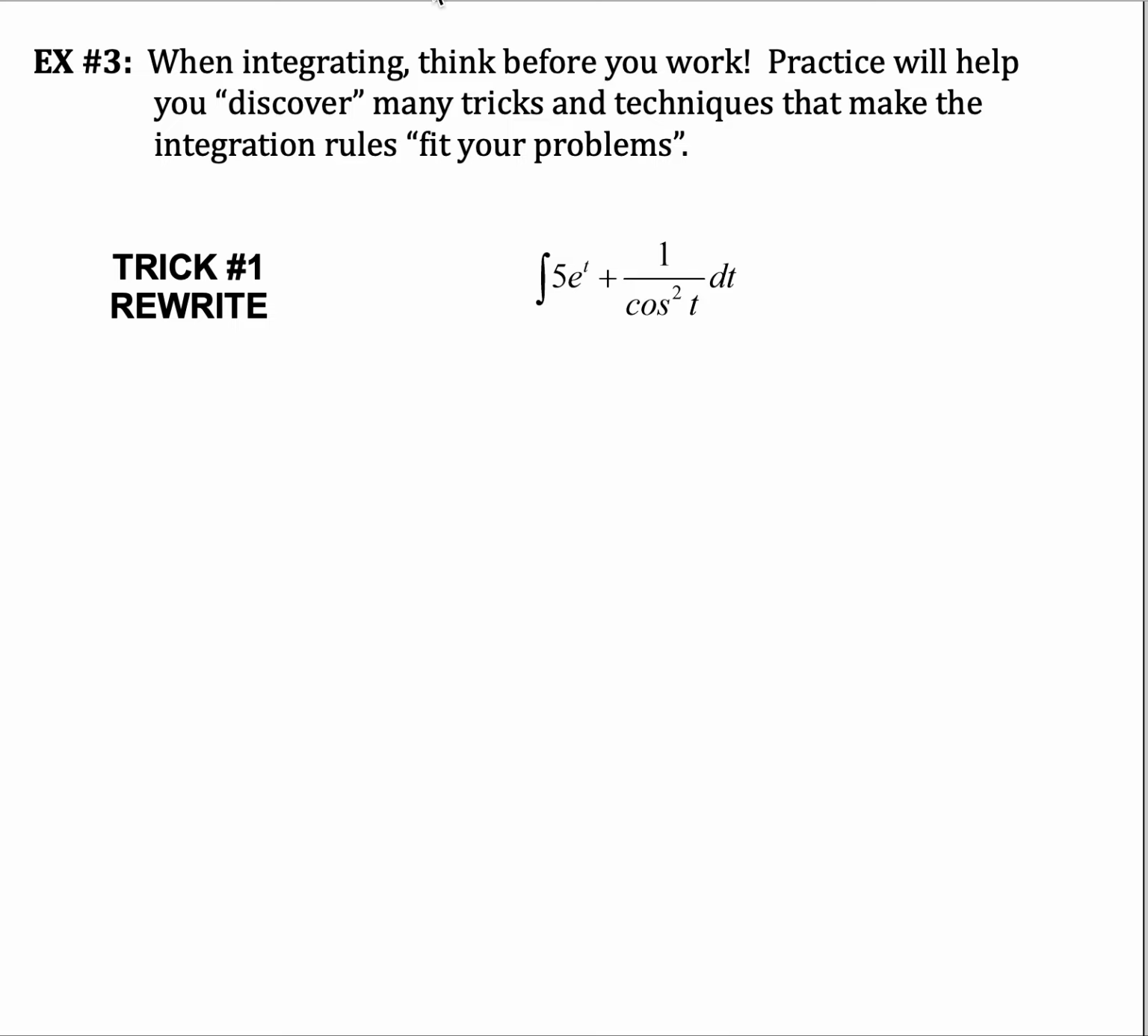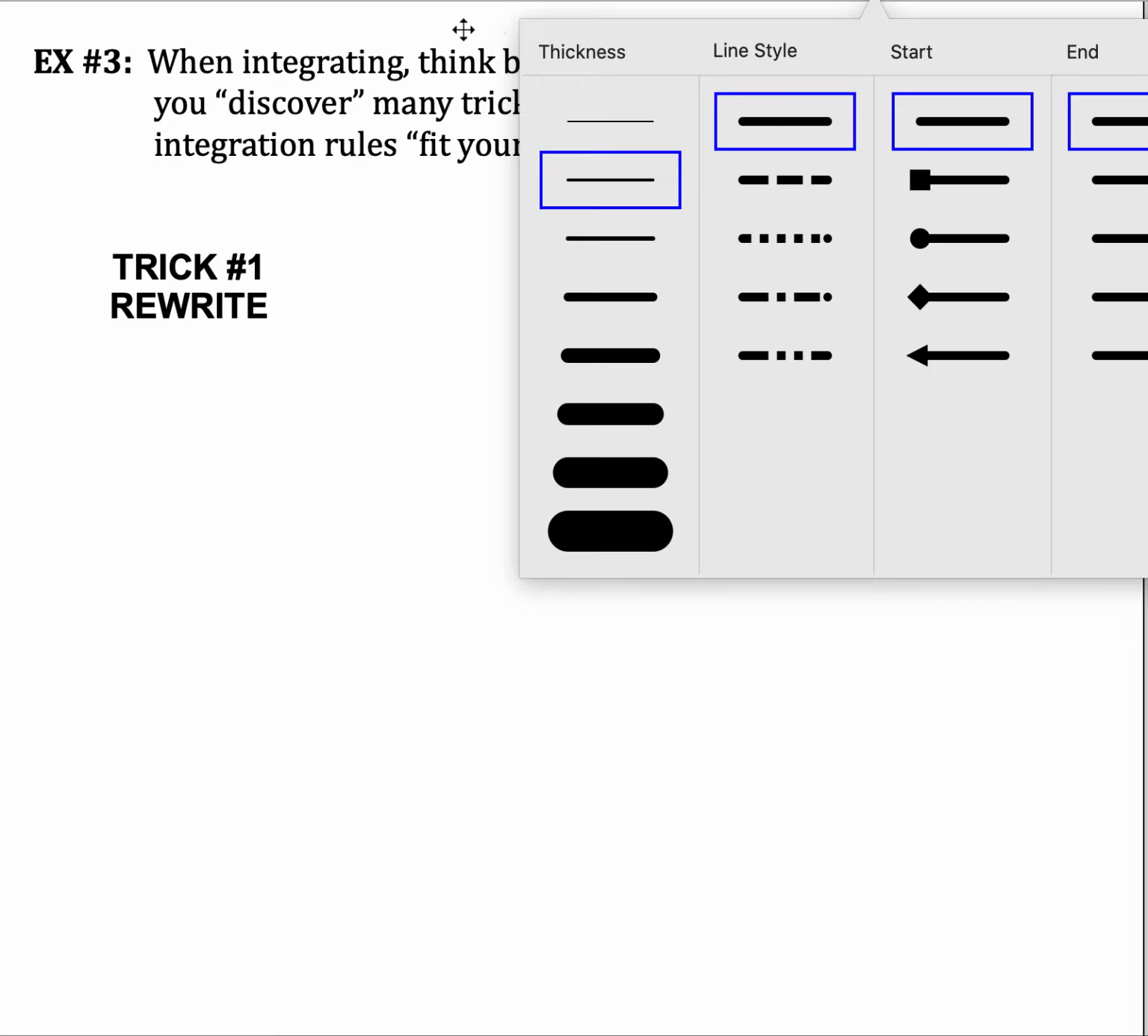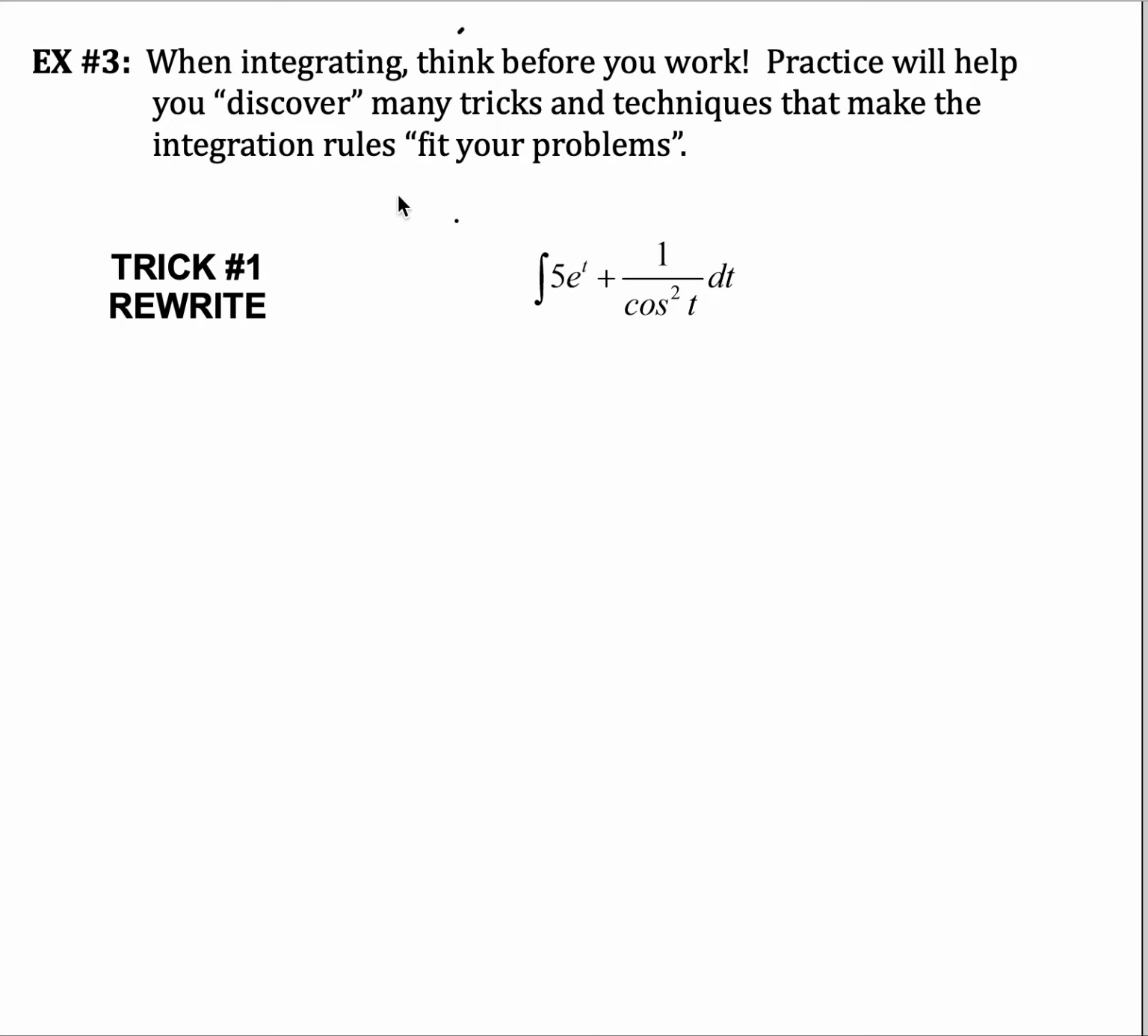All right, there's a few tricks I want to go over that will help us take the integral of a function. So if I take the integral of 5e to the t plus 1 over cosine squared t, the best way to think about it is, first of all, you want to take the integral of e to the t, and we already know that's going to be easy. It's just a constant, and e to the t is just e to the t.